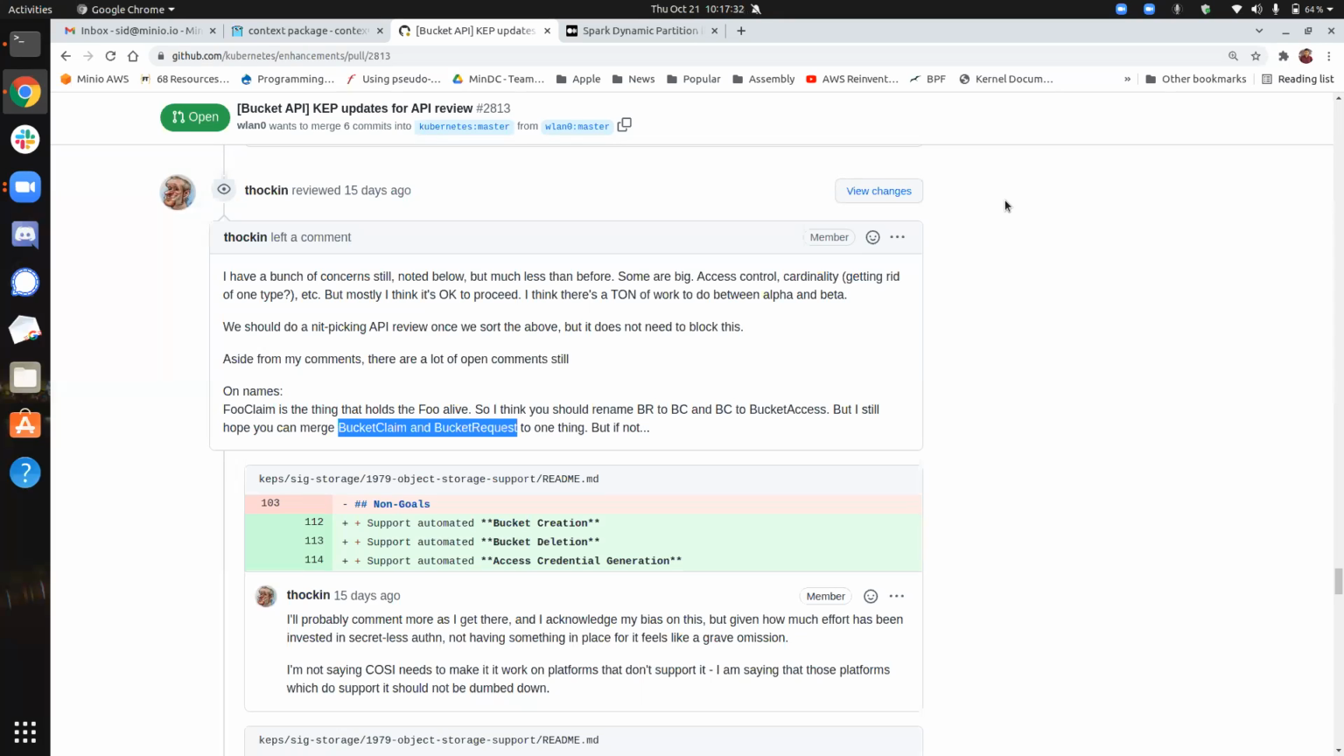So we just have to push back and say no. The access is separate, and here's why. Yep, I think that's fair, and I think that should go well.